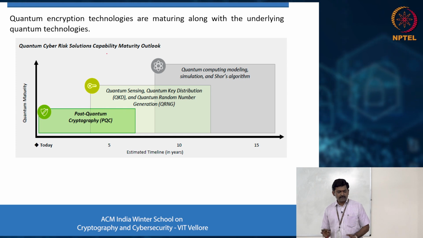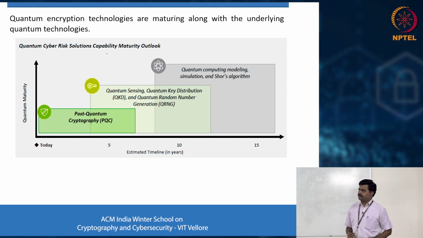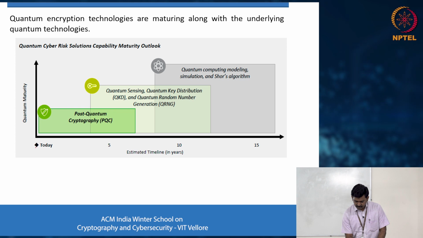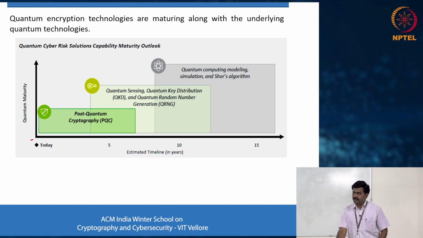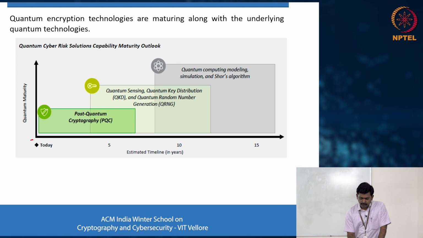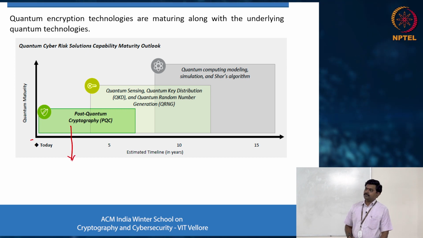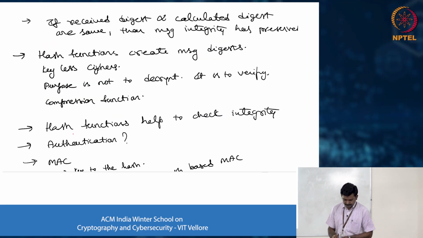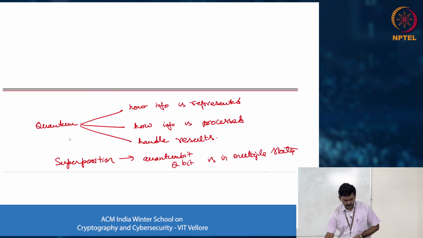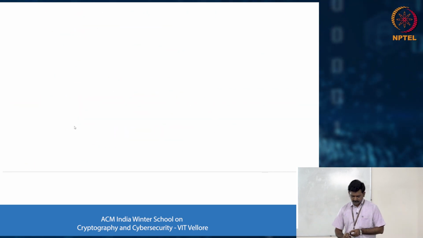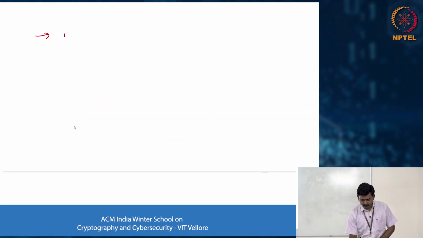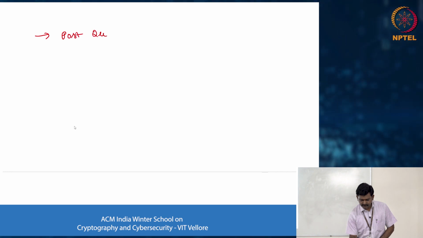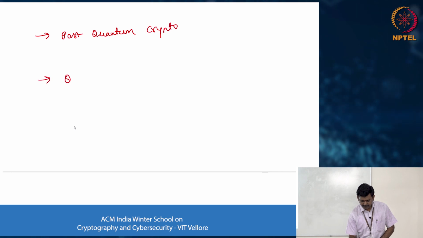If you notice the timeline of quantum computers, we are somewhere here. From today to the next 10 to 15 years time span, we call post quantum cryptography. So there are two terms which you should understand. Number one, post quantum cryptography, and number two, quantum cryptography. There is a difference between both.